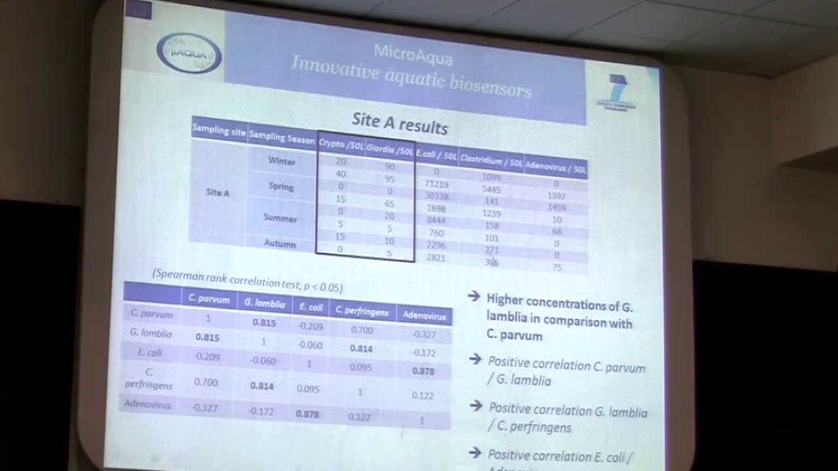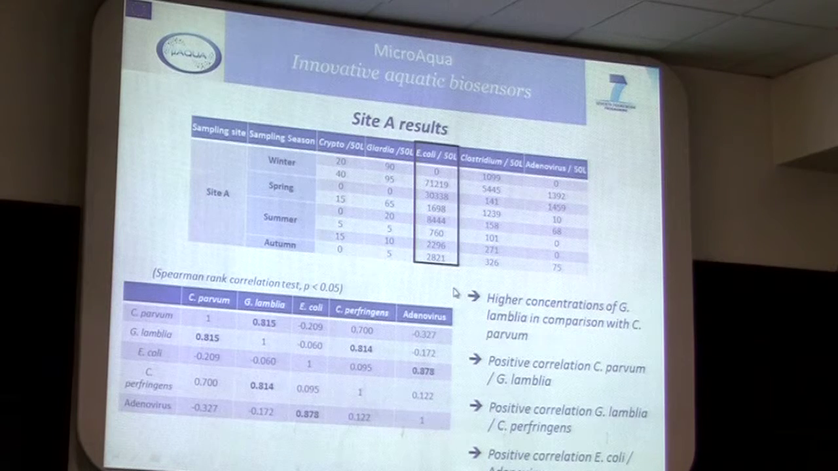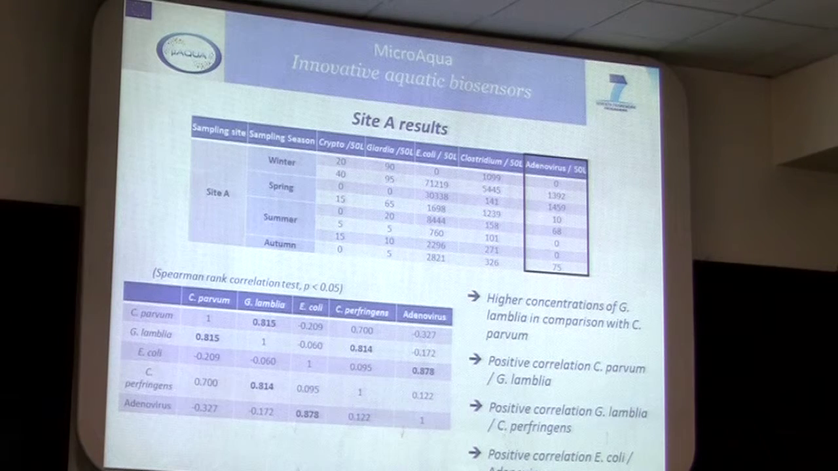We found 7 out of 8 samples positive for at least one of the parasites, with a higher concentration measured for Giardia lamblia in comparison with Cryptosporidium parvum. We found 7 out of 8 samples positive for E. coli, which is the highest concentration measured in comparison with the 4 other parameters. All samples were positive for Clostridium, and 5 out of 8 were positive for adenovirus.